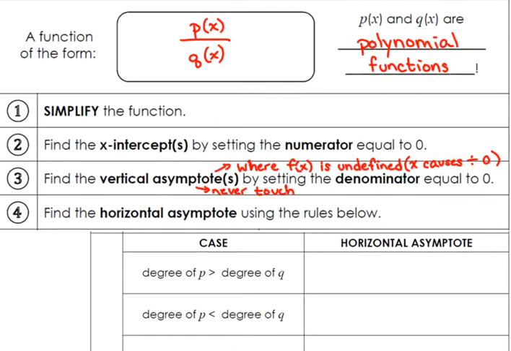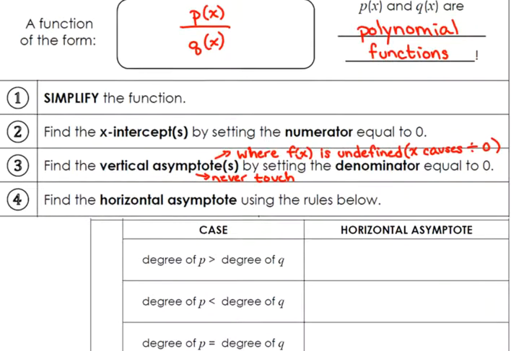All right. Find the horizontal asymptote using the rules below. So horizontal, we're talking about a line going horizontally. This has to do with the degree of the numerator versus the degree of the denominator. Now, what does the degree mean? What is the degree of the polynomial? How do we find that? The degree is the highest exponent. So you might want to make a note of that in case you've forgotten. Degree equals highest exponent.